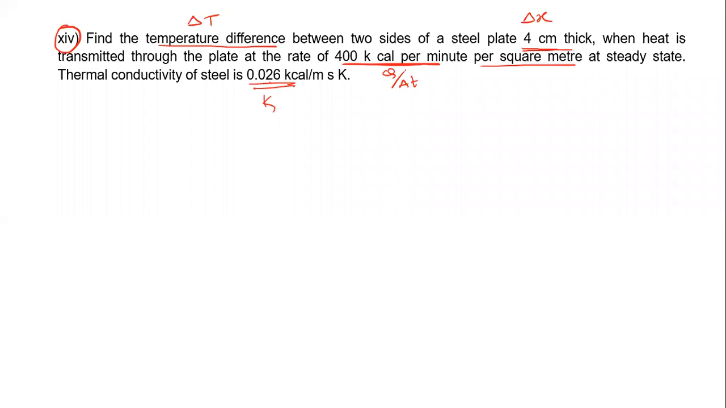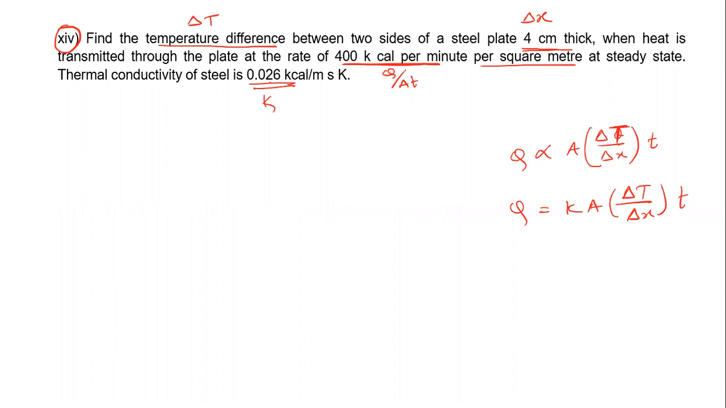We learn the quantity of heat conducted is proportional to area, then temperature gradient and time. Delta theta or delta T we can use here. And then we write K A delta T by delta X into t. So this is Q. Q upon A t is equal to K delta T by delta X.